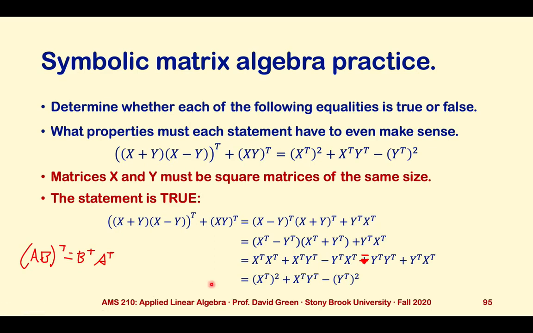We then see that x transpose times x transpose becomes x transpose squared. X transpose y transpose stays as it is. Negative y transpose x transpose plus y transpose x transpose gives us 0, which disappears, minus y transpose squared. This is the expression we have, which was the right-hand side here. We have a true statement.